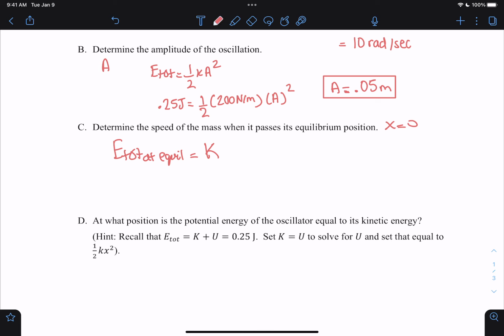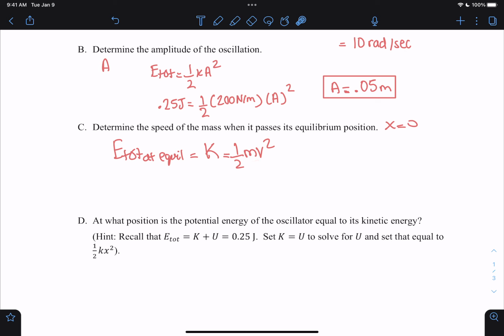So, with that being said, at that point, at equilibrium, what is our E total then? Or what is our kinetic energy equal to? Yep, so 1/2 times mv squared, right? So 1/2 times mass times velocity squared.